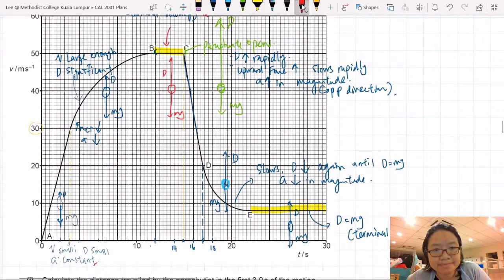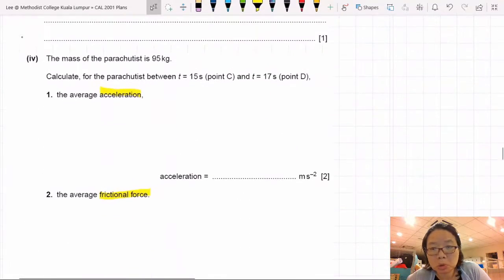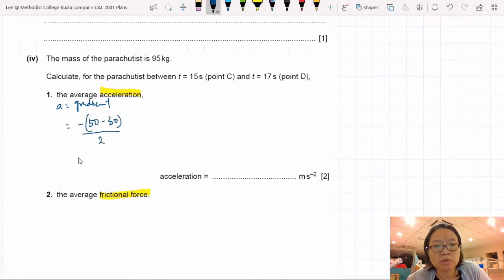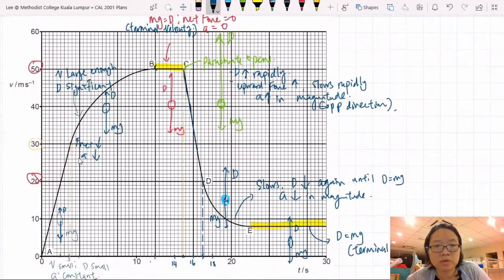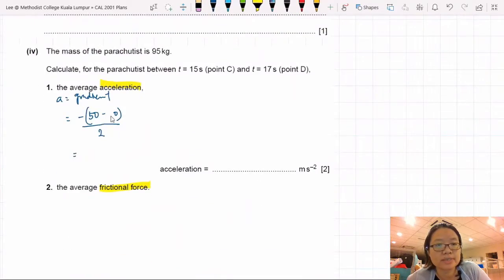Alright. So you kind of decelerated from 50 to 20 in 2 seconds. Not bad. So you can use a is gradient, or v minus u over t. So 50 to 20 divided by 2. Negative I put outside because decreasing, so the gradient is negative. Okay, so 50 minus 20 divided by 2.